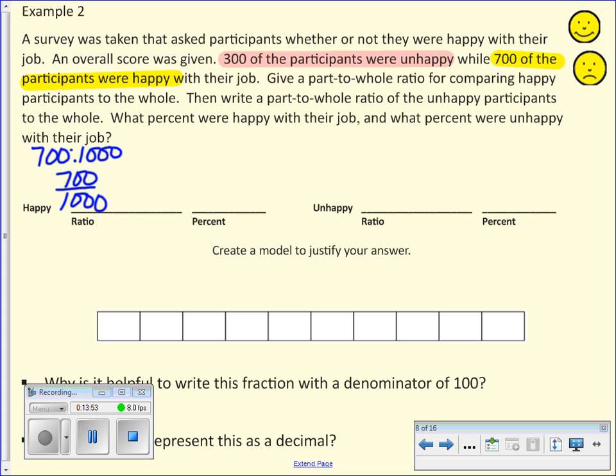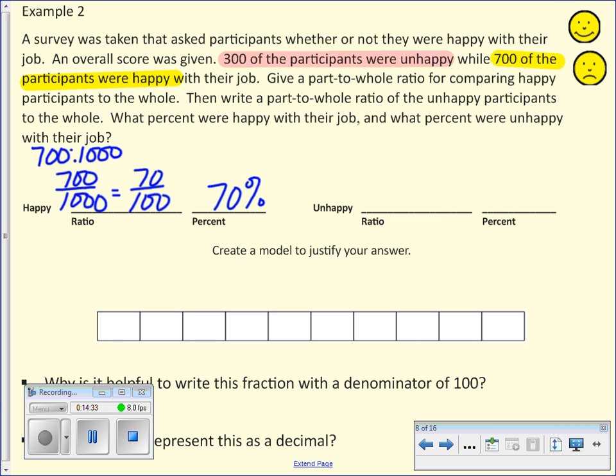But does percent mean out of 1,000? No, what does percent mean? Percent means out of 100. So we do want to reduce it, but we don't want to reduce it to 7 over 10. If it means out of 100, what do we want to reduce that to? We want to reduce it to out of 100. Right, 70 over 100. Now it's easier to find the percent. What's the percent? Right.